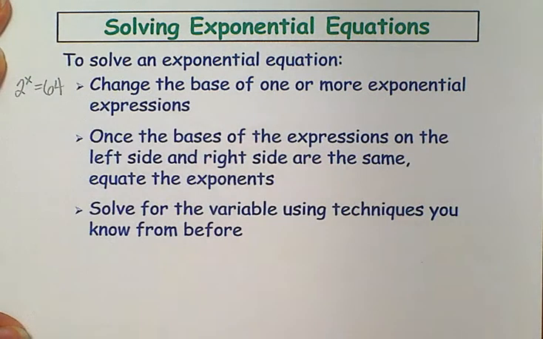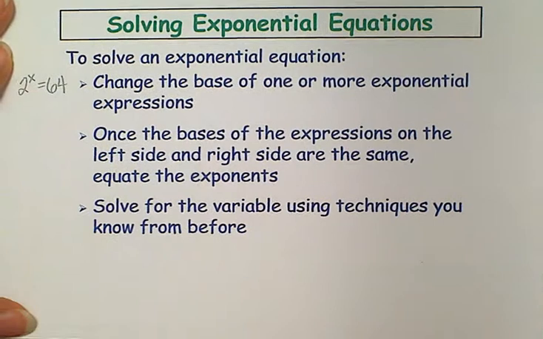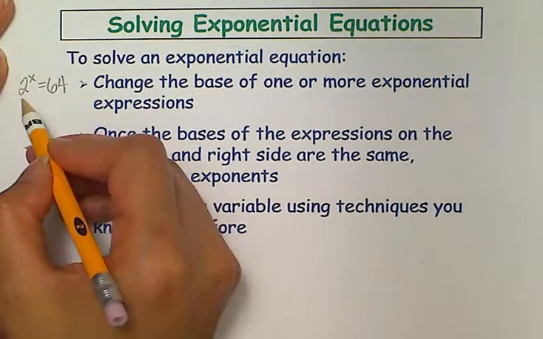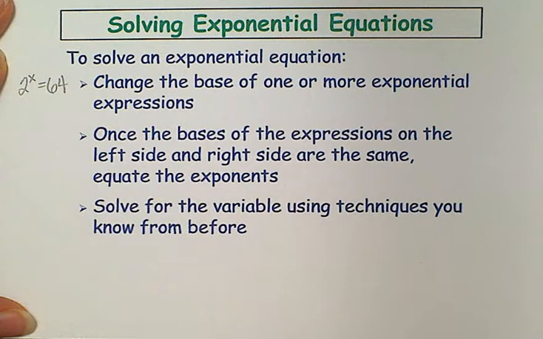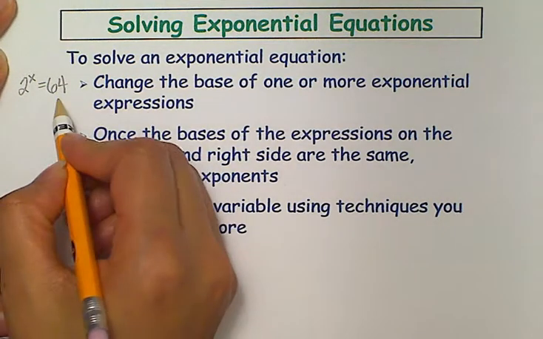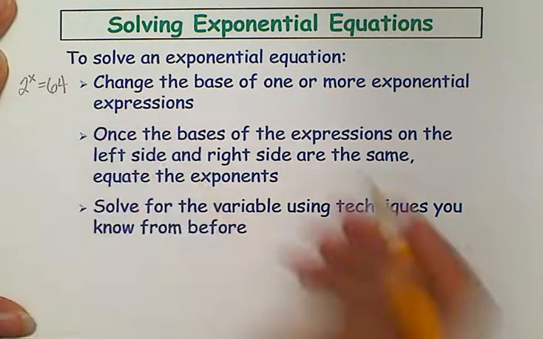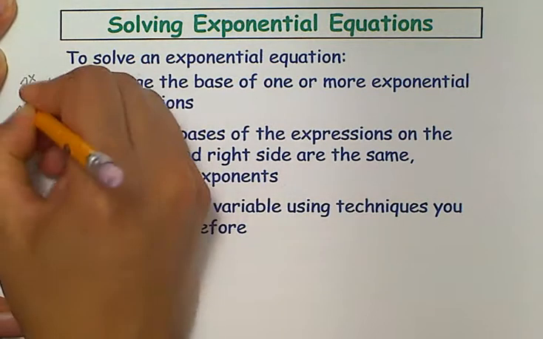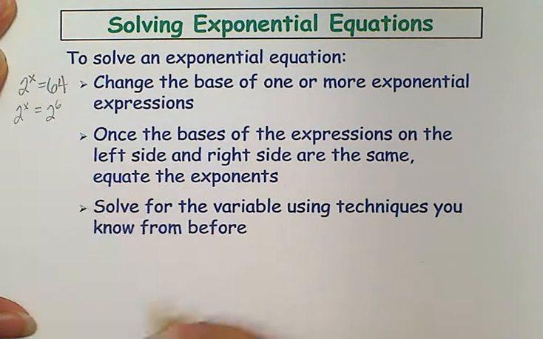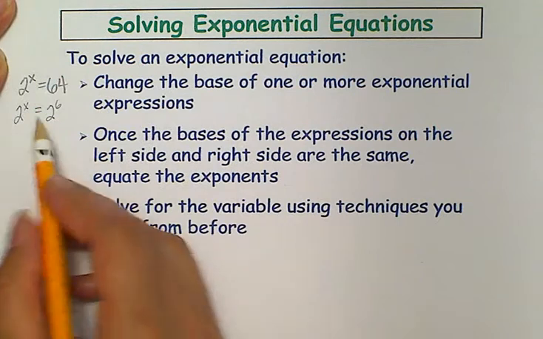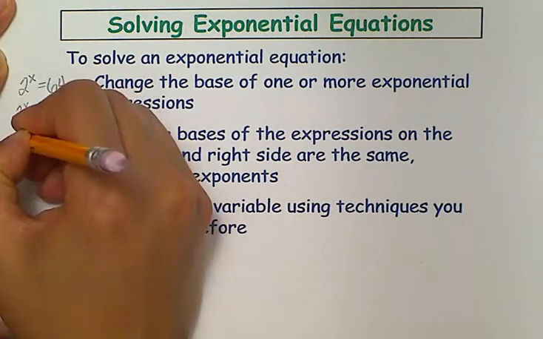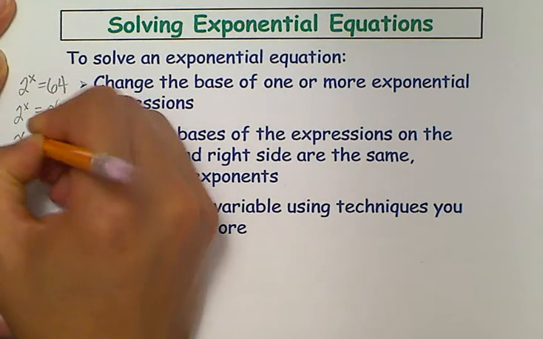So if I look at the example where we have 2 to the exponent x equals 64, the first thing I'd want to do is change the base of the right-hand side. I can't change the base of the left-hand side because it already has the exponent applied to it, and that's the exponent that I'm trying to solve for. So ideally I'd want to change the 64 to a base of 2. And so I get 2 to the exponent x equals 2 to the exponent 6. And once the bases are the same, I can equate the exponents, and so I get x equals 6.